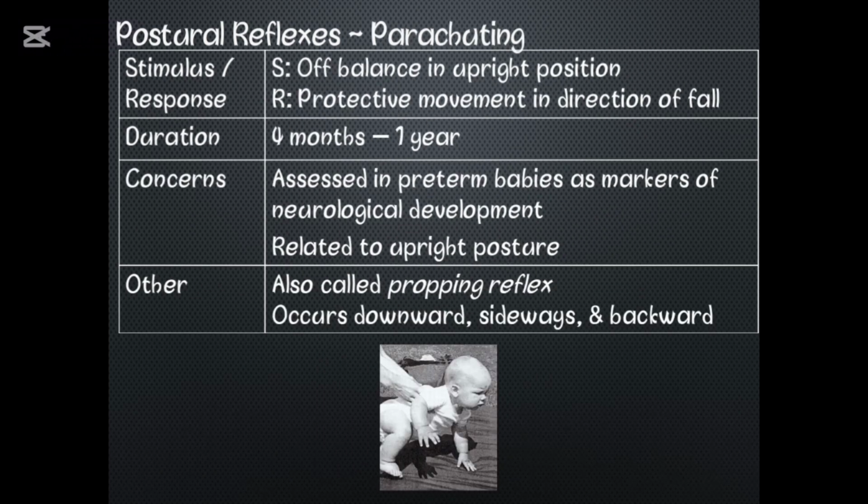Now we have the parachute reflex. So here there is off balance in upright position, and as a response there is protective movement in the direction of fall. So duration is from 4 months to 1 year, and this is assessed in preterm babies as a marker of neurological development, and this is related to upright posture. And this reflex is also referred to as propping reflex. This can occur in downward, sideways, and backward direction.